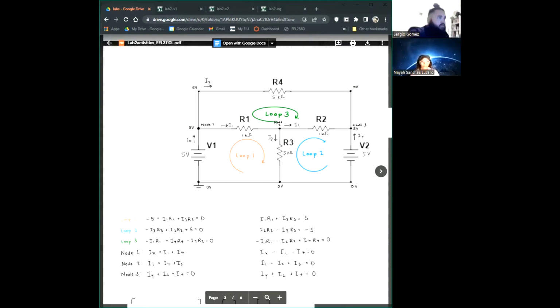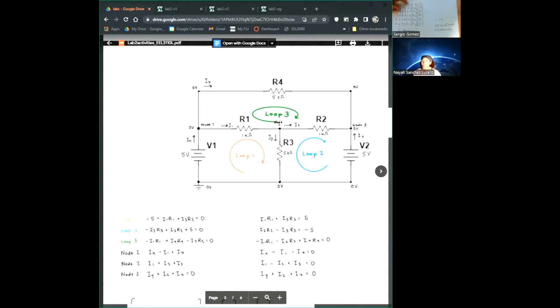This is the matrix set up in the appropriate form. That is I1, I2, I3, I4, IX, IY is equal to our voltage. And we set those up so that we could manipulate this with RREF.